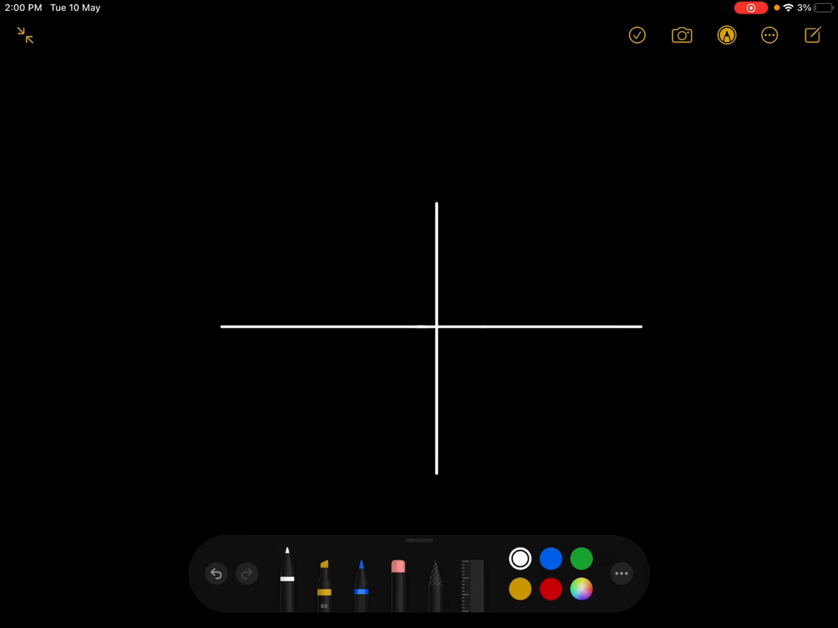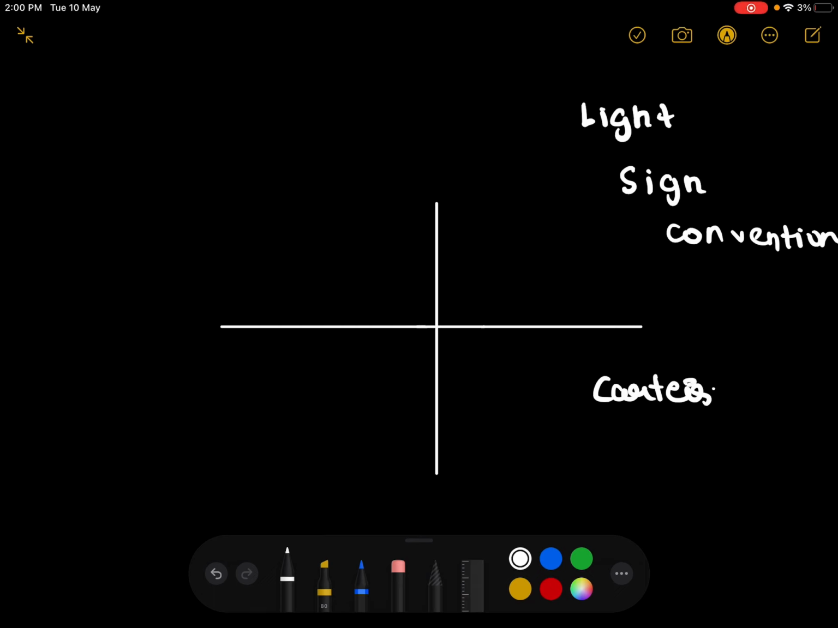Today we are going to talk about the most confusing topic for many of them in the physics chapter light. This part is called sign convention. This is very important to understand and use the mirror formula and magnification. First, this was invented by Cartesian. We already know Cartesian invented the Cartesian plane, and this looks similar to that.